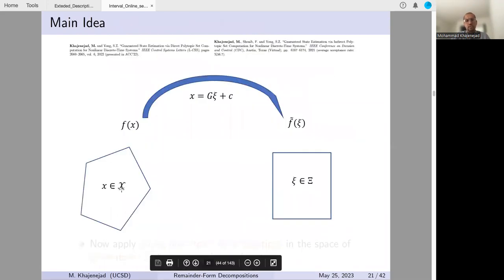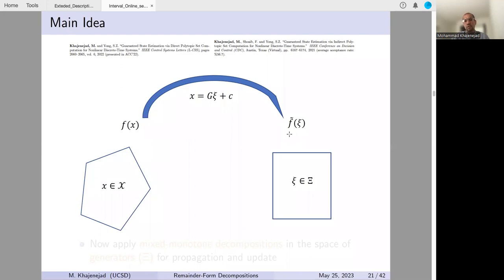Given any point in a polytope, we can always find a generator, this factor, which lives in an interval, and there is an affine transformation between that generator and that point inside the polytope. So using this affine transformation, plugging it into our original function, we end up having a new function with respect to this generator, where the generator now lives in some interval. Now we are very happy because we are in the space of intervals.